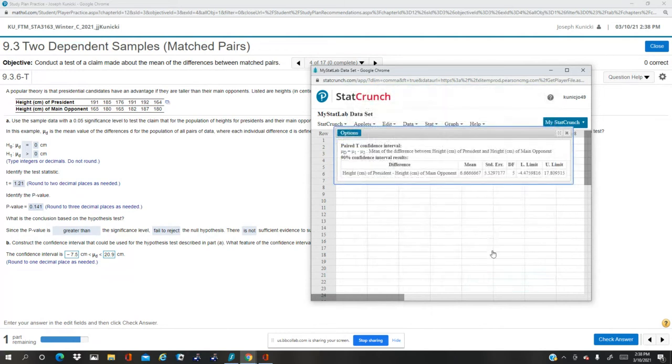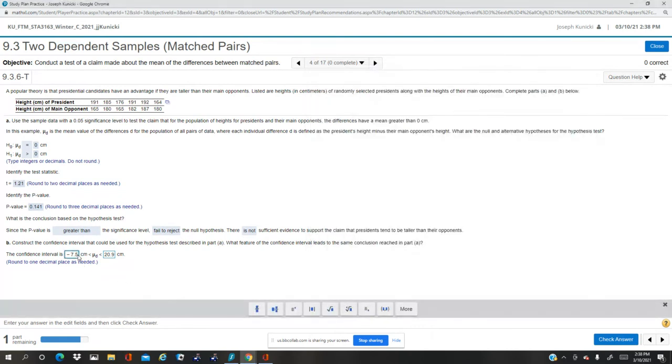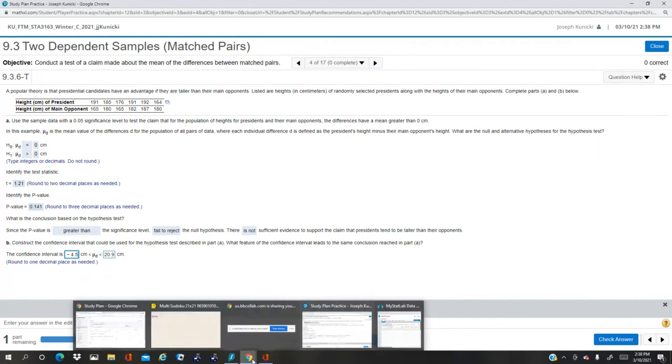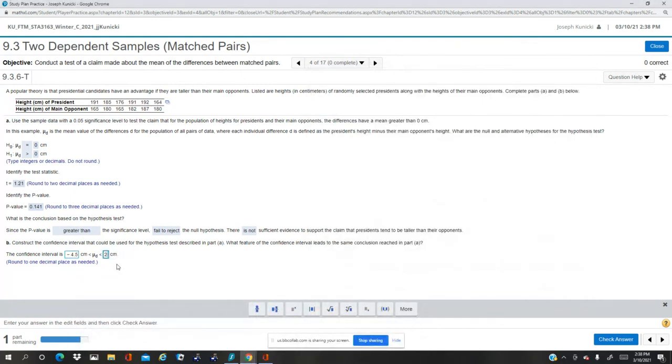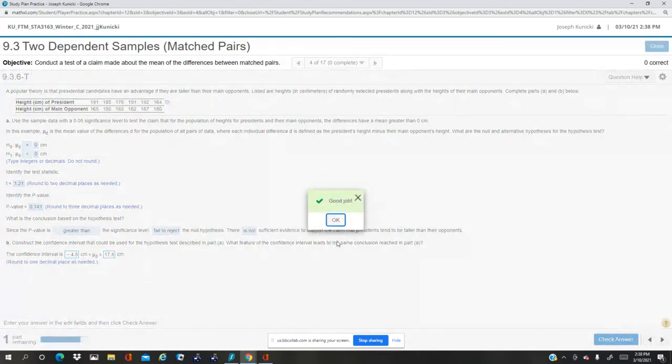So minus 4.5, 17.8. Either way, 0's in the confidence interval. I already forgot what it was. 17.8. Okay, this time it took it. I must have had a number misplaced or something.